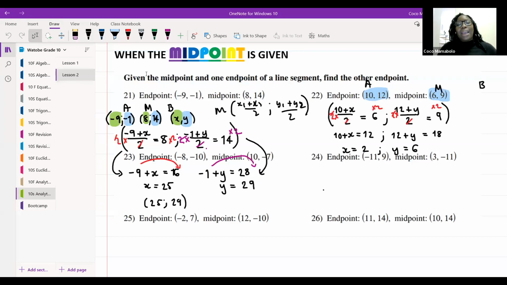Somebody says, ma'am, at my school, the gradient equals M and the midpoint equals mid. You'll see that I'm using a capital letter M for midpoint because I'm going to use the small letter m for gradient.